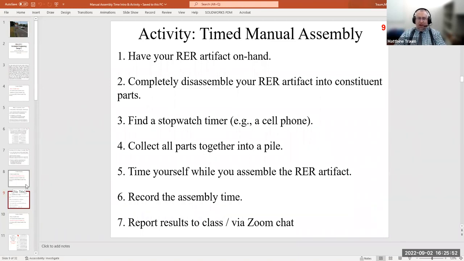And you can use a stopwatch or a cell phone or whatever you want to time this. But what I want you to do is just put all the parts in a pile and then time yourself.